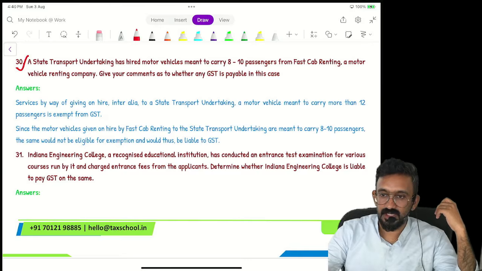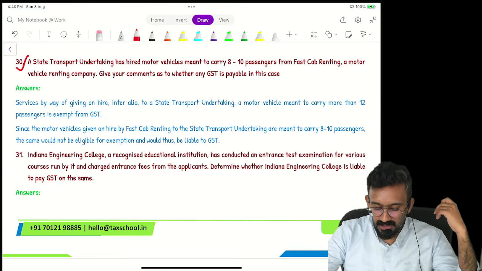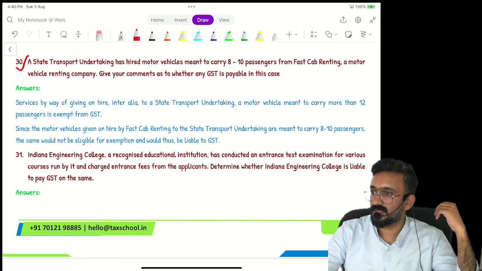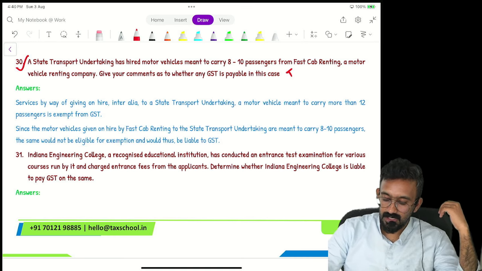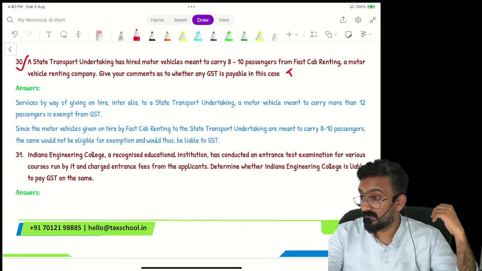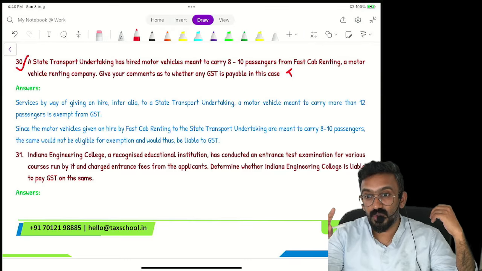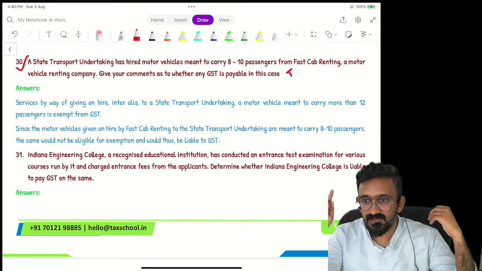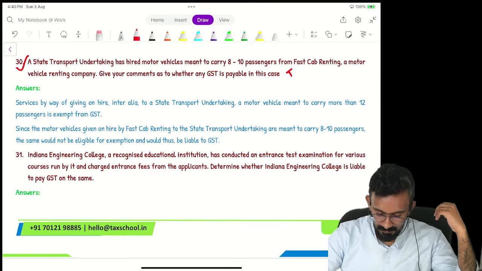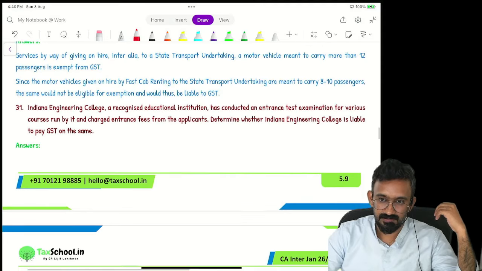I have taken this in another entry. State transport undertaking has hired motor vehicle meant to carry 8 to 10 passengers from Fast Cab renting, a motor vehicle renting company. Taxable or exempt? Taxable. Why? To state transport undertaking, more than 12 passenger vehicle I should give. Any fuel type. To local authority, electrically operated vehicle. Renting, I have discussed this. For exemption, remember? That's what I am touching here. More than 12 will be exempt.